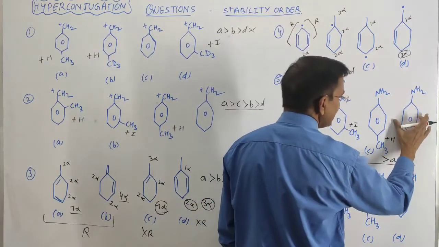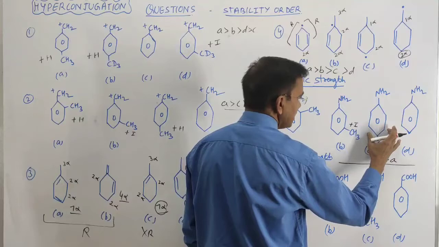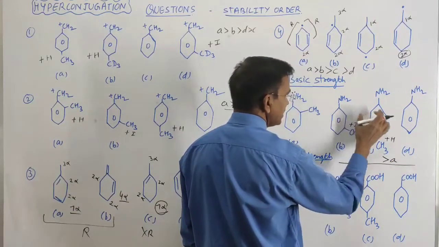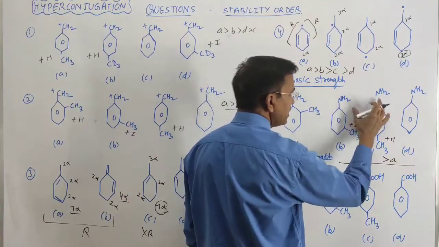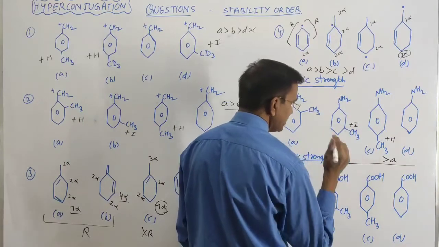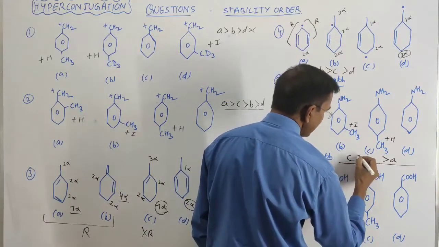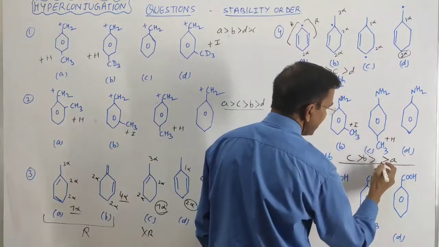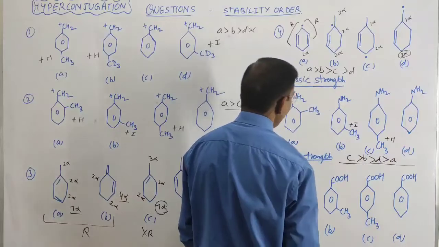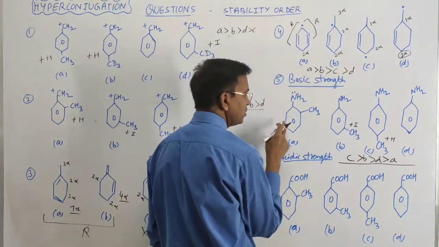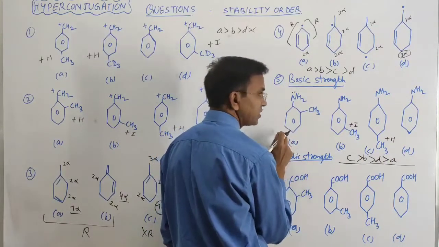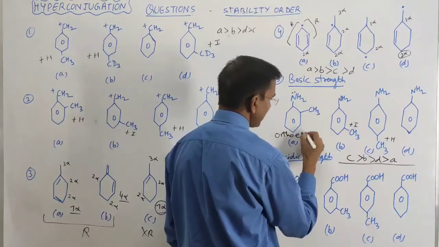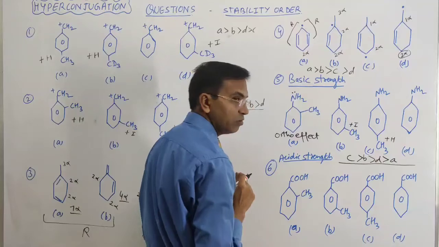Now here is the simple aniline. So these electron donating effects are there, increases the electron density in nitrogen, make it that more basic. So it is C is more basic, then B, then simple aniline D, and then becomes the A, because here is the ortho effect, right? Ortho effect, hydrogen bonding, right?